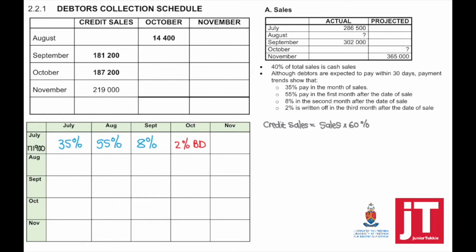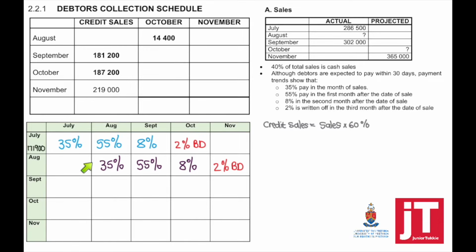If we look at August, 35% in the same month, then 55%, 8%, and then 2% is written off in November. If I look now at August on the answer booklet, it's unknown, we need to calculate it. If I look at the information, August is a question mark. So what now? There's a reason why they provided that figure to you. They said 14,400 is expected to be collected in October from the August credit sales. So if I go down to my workings, there's October.